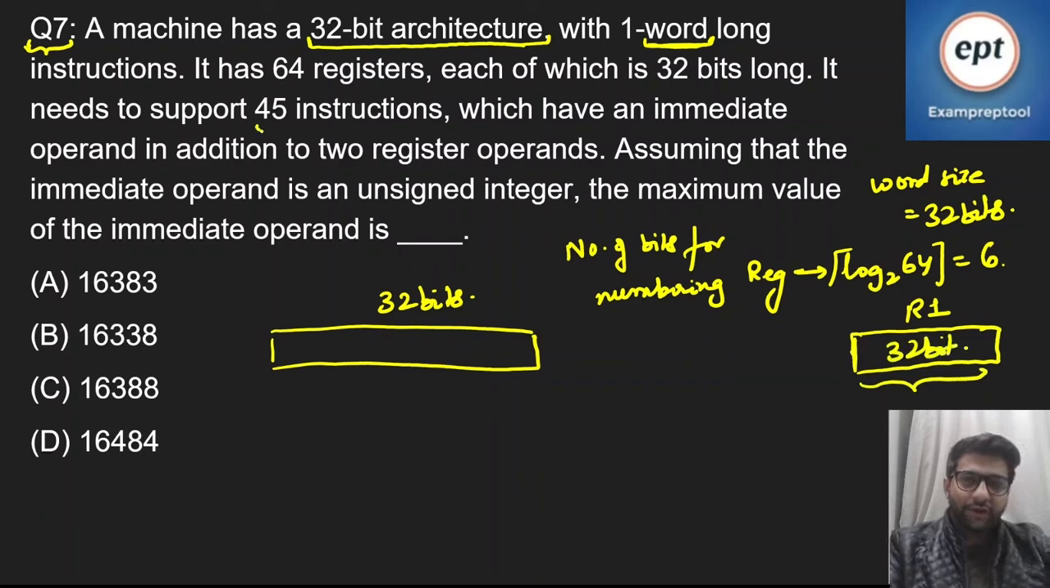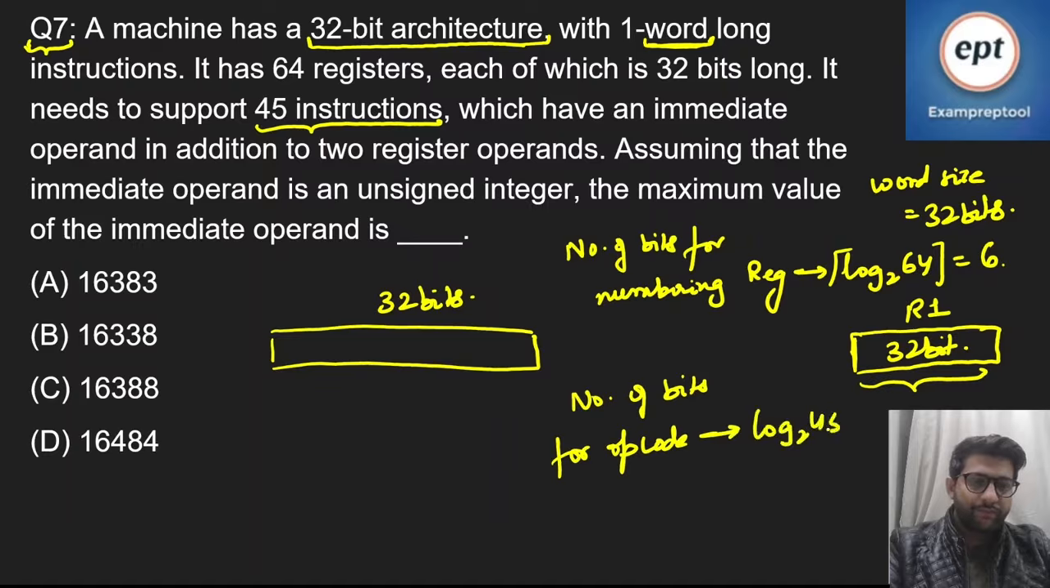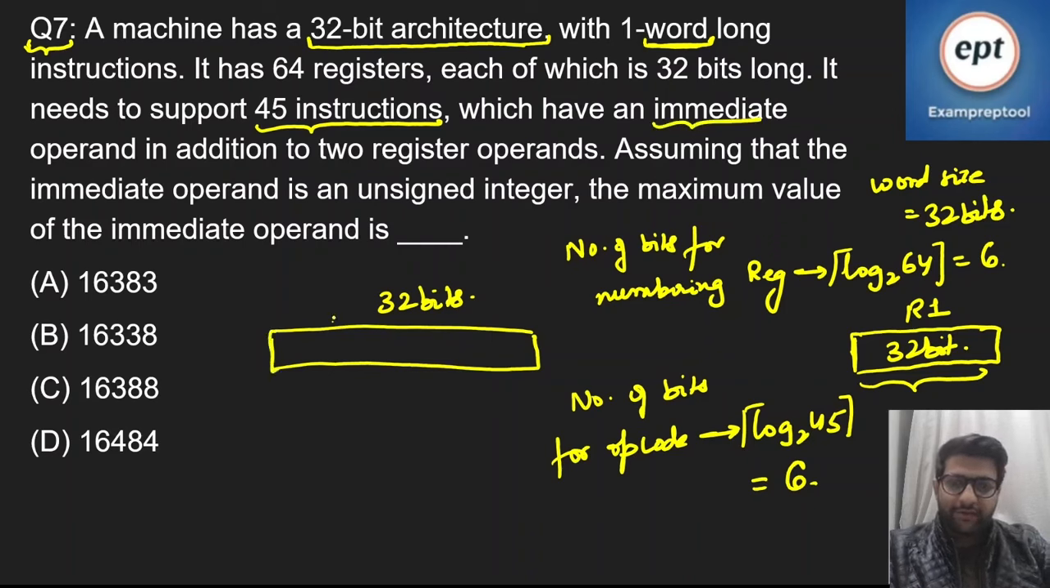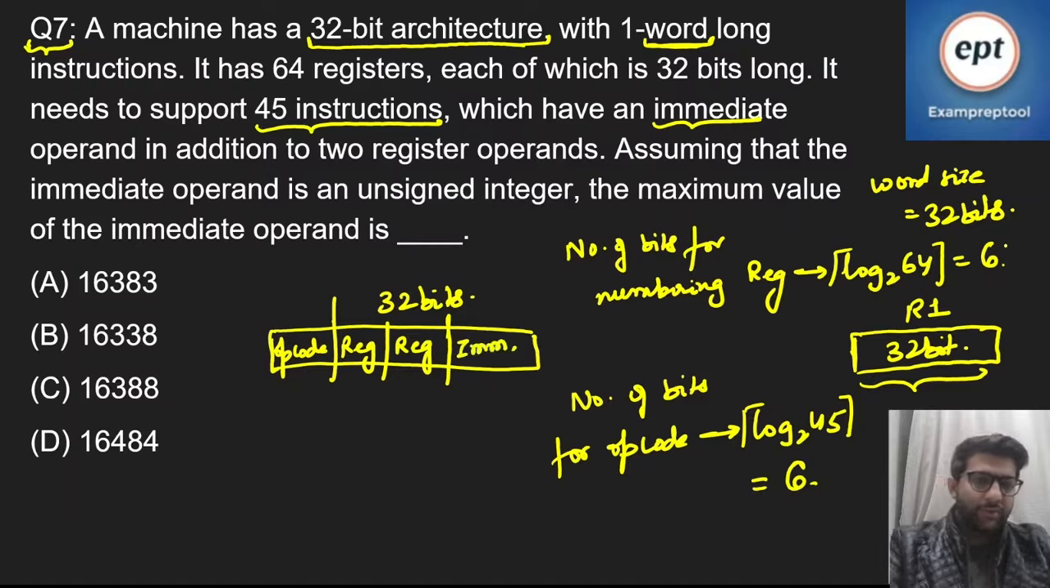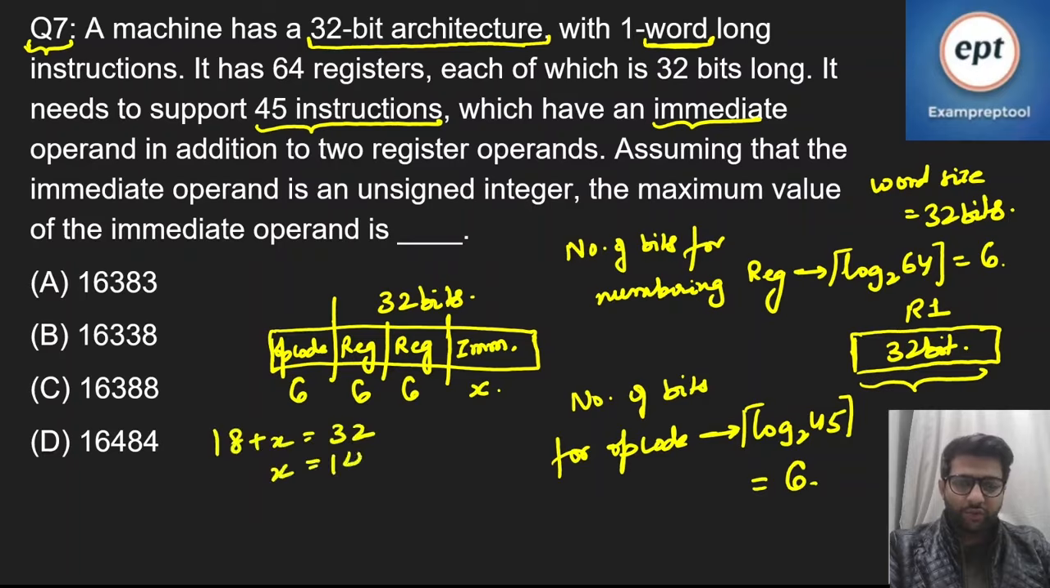Now it needs to support 45 different instructions. So the number of bits for the opcode will be the ceiling of log base 2 of 45, and that will also be 6. Now, which have an immediate operand in addition to two register operands. So the format of the instruction is an opcode, two register operands, and one immediate operand. The number of bits required for numbering the registers was 6. So 6 for this field, 6 for this field, and also 6 for the opcode. Now for the immediate value, if the number of bits for the immediate value is x, this means that 18 plus x equals 32, and x equals 14.